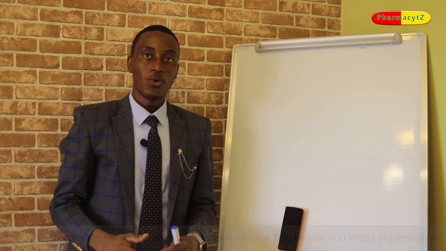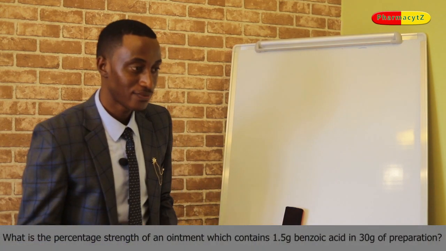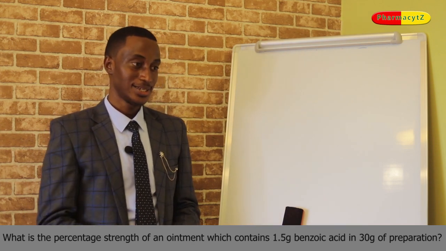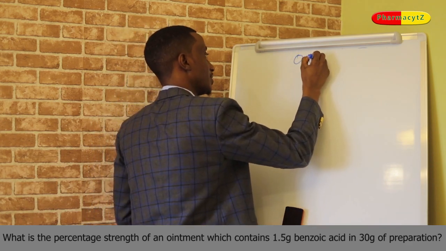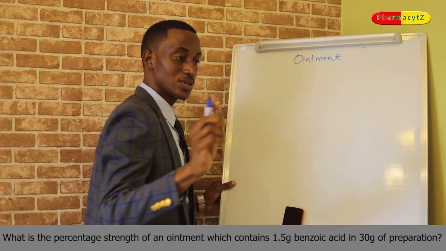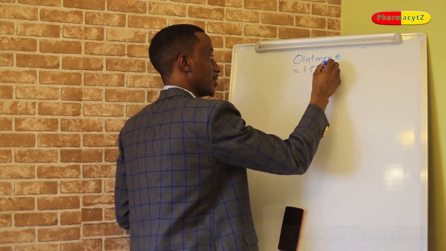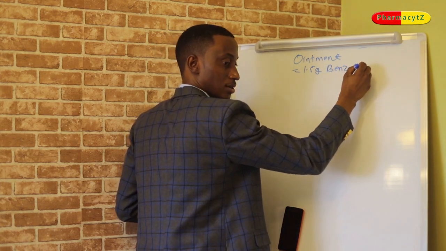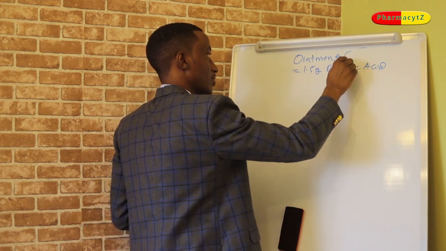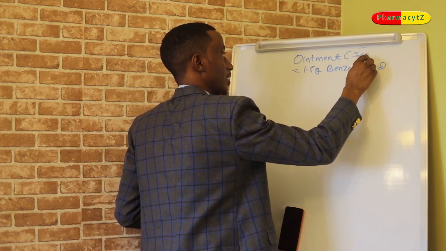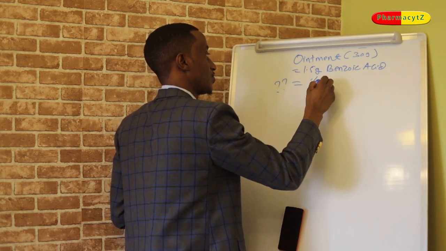Next question. We're going to look at the percentage strength of an ointment which contains 1.5 grams benzoic acid in 30 grams of the preparation. So we have an ointment, and this ointment contains the following. It contains 1.5 grams benzoic acid, but the total preparation of ointment is 30 grams. So the required here is a percentage strength.